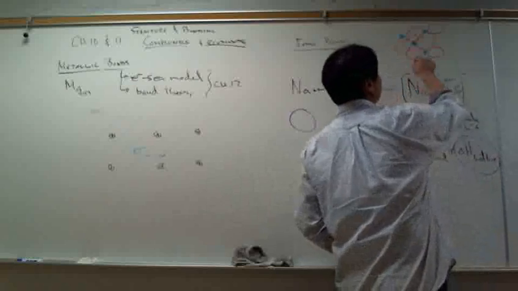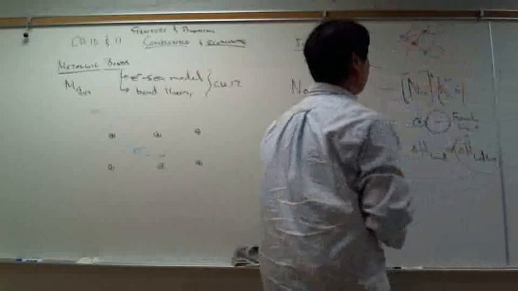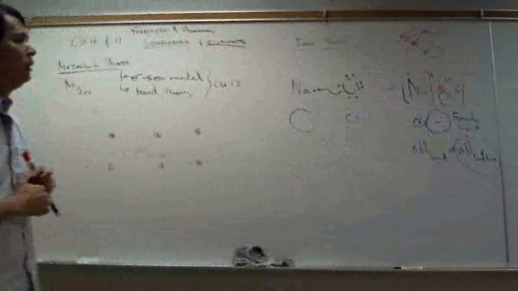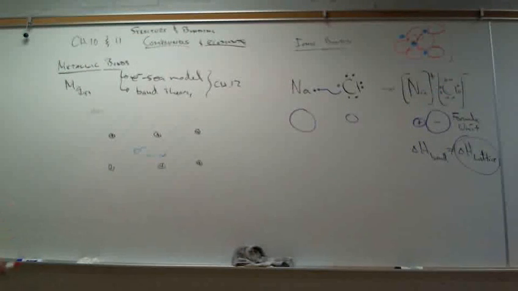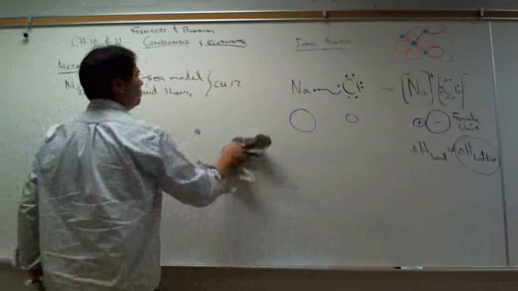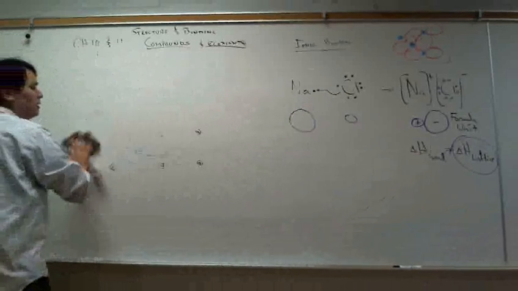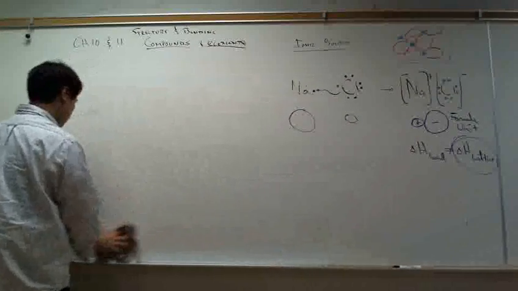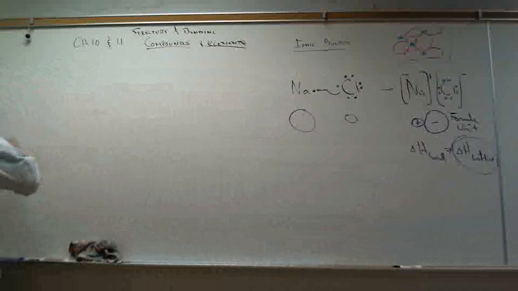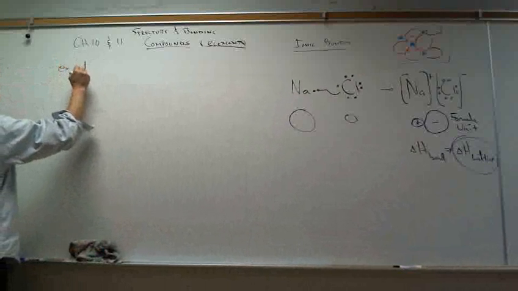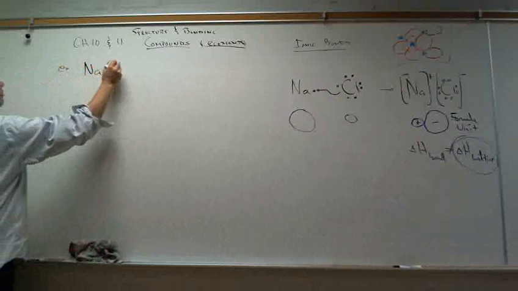Here. And this is the lattice. This is an extended 3-dimensional network. Okay, so that's the structure for sodium chloride, which has an ionic bond. Let's look at something else that has an ionic bond, and this would be sodium carbonate.